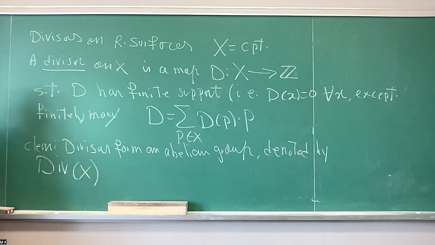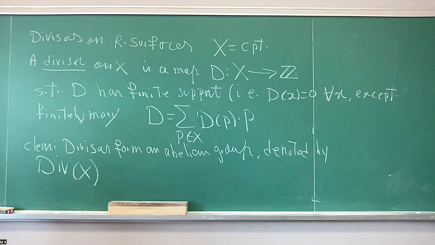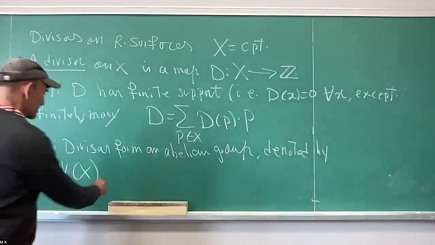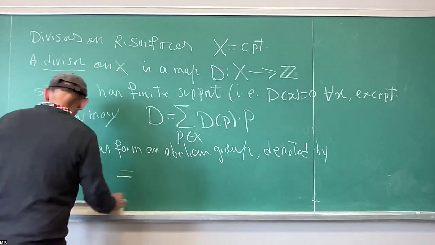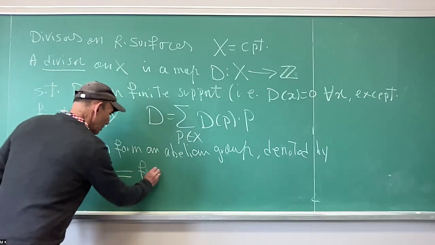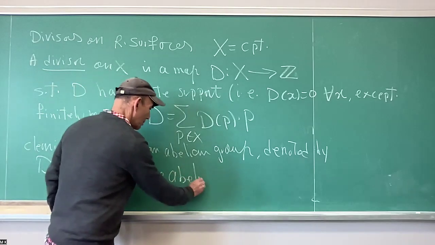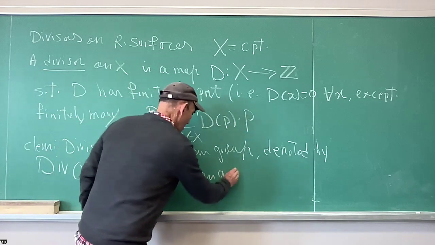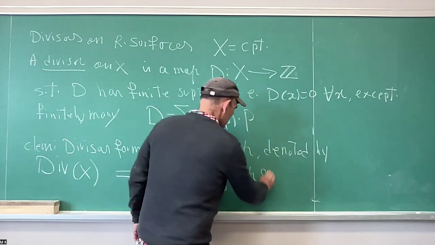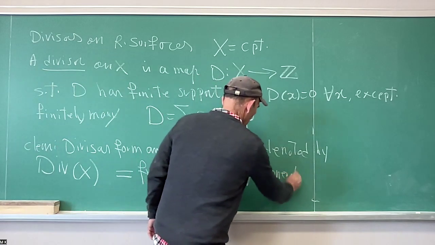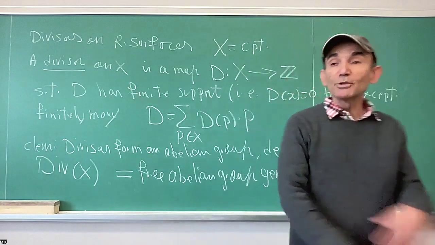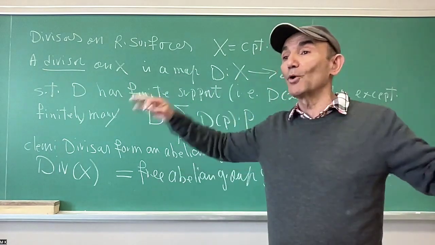Now, you can also think of this group of divisors in a different way. It's the same, but in a different way. This is the free abelian group generated by X. I mean, it looks crazy because it has uncountably many generators, so all the points of X.